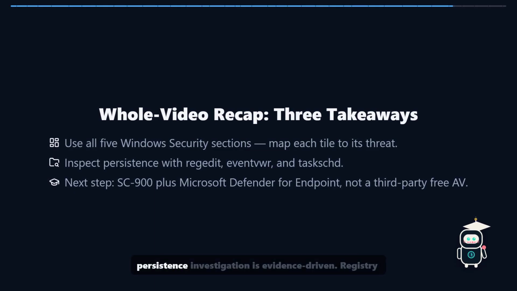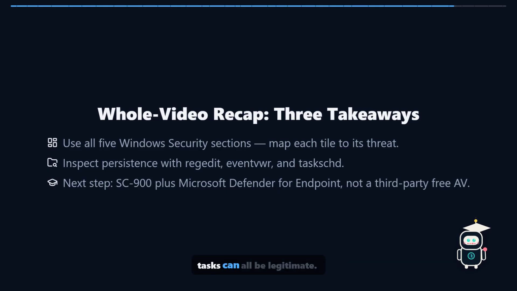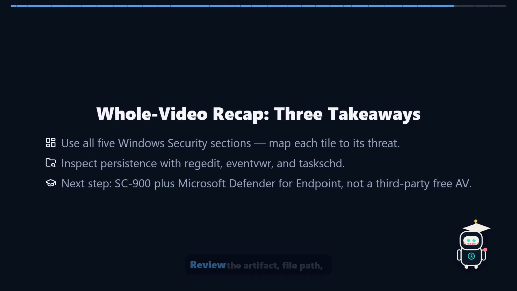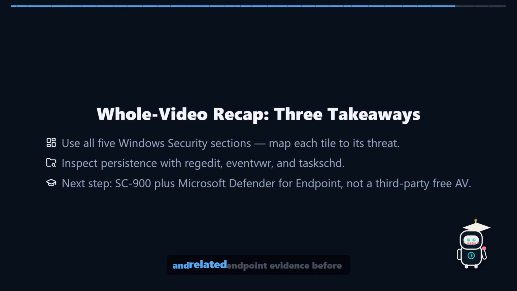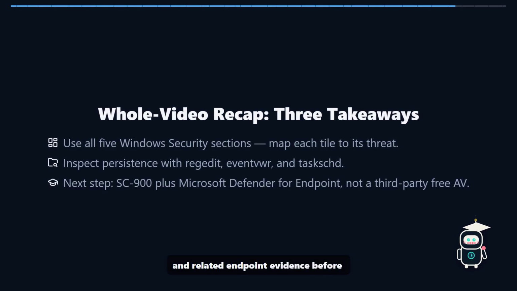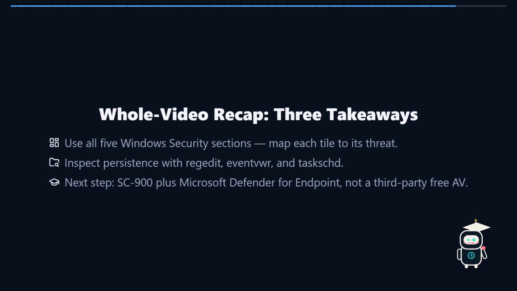Second, persistence investigation is evidence-driven. Registry run keys, services, and scheduled tasks can all be legitimate. Review the artifact, file path, signer, account, timing, business purpose, and related endpoint evidence before deciding whether it is suspicious.